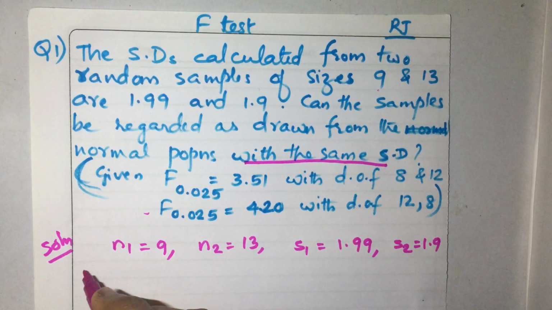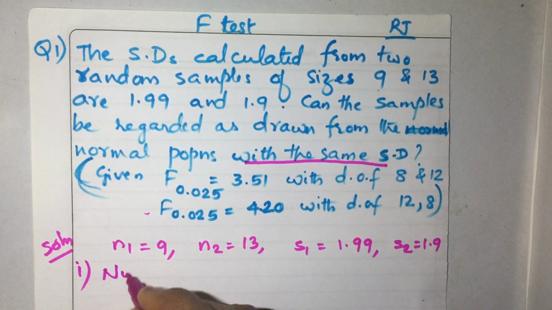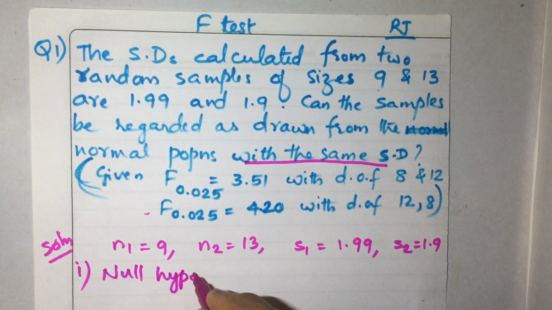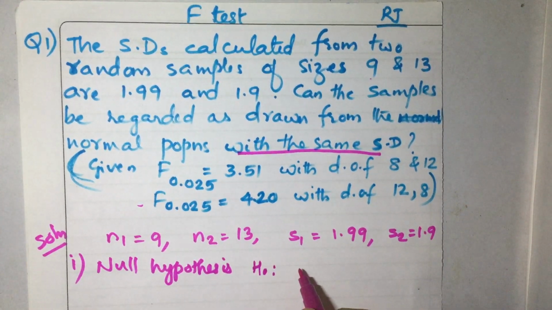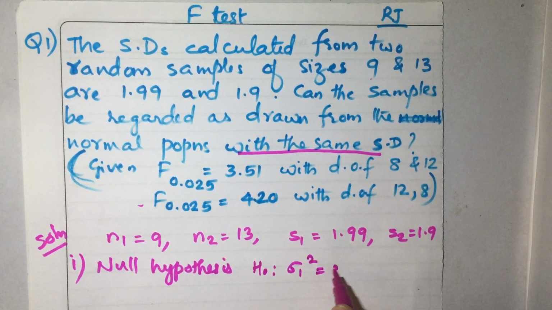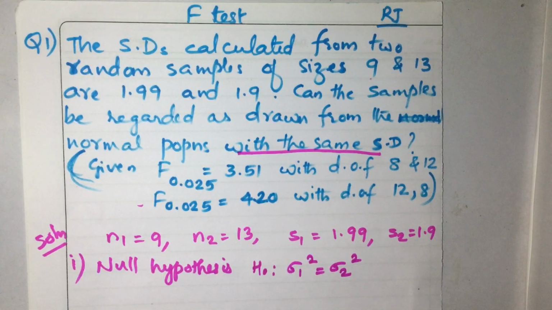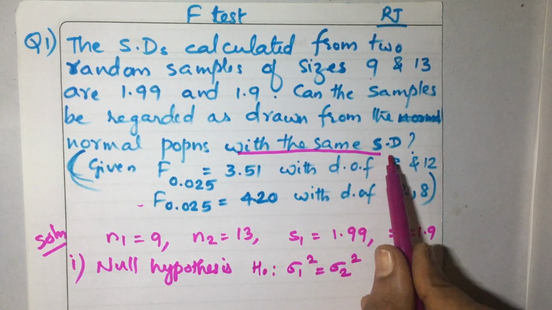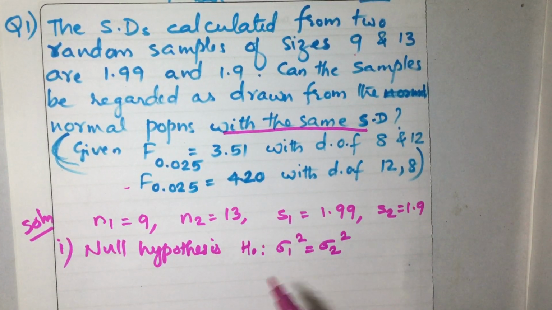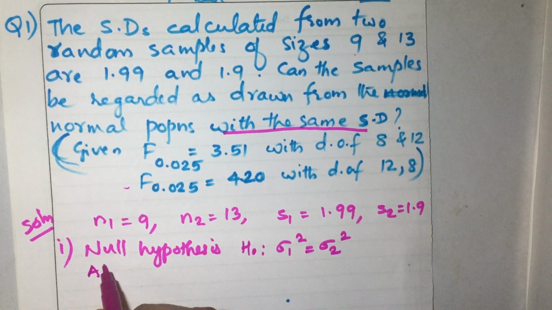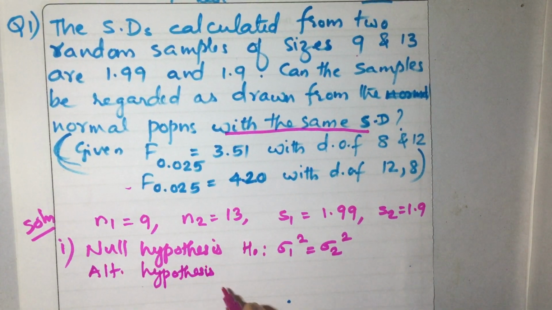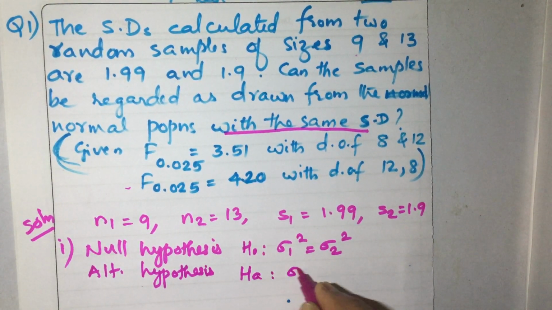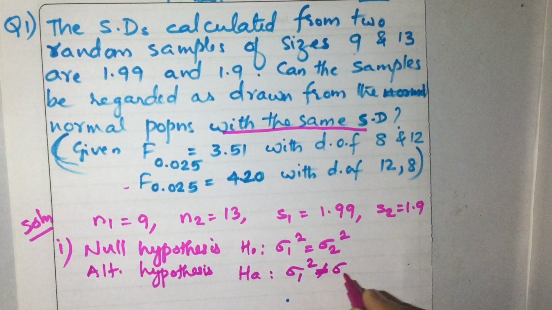So here the null hypothesis we will take as H0, that is sigma 1 square equal to sigma 2 square. So from the question only you will get to know which test you need to use. Same standard deviation means we are putting the equality sign, against the alternate hypothesis HA, which is sigma 1 square not equal to sigma 2 square.